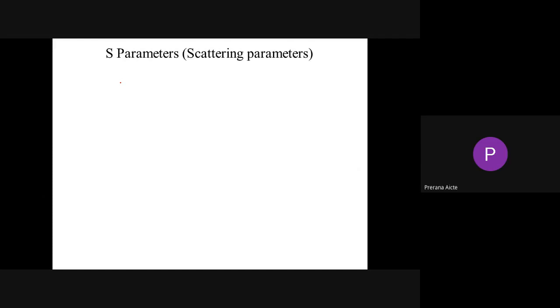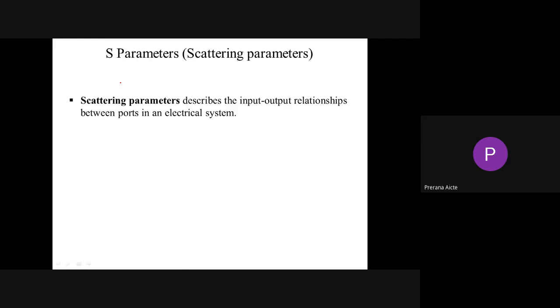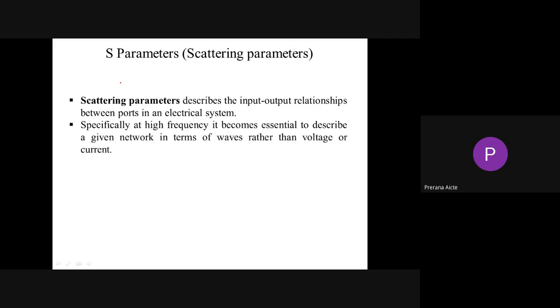Now, the S parameters describe the input-output relationship between the ports in an electrical system, specifically at high frequency. For low frequency analysis, you can use the Z, Y, H parameters. But for high frequency analysis, H, Y, Z are not applicable to the network. So we have to use the S parameters.